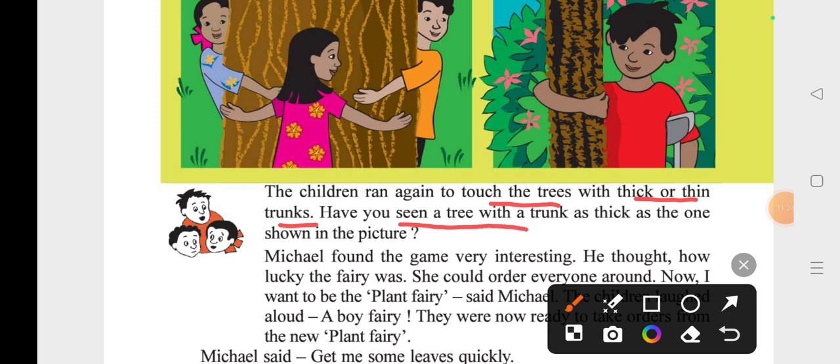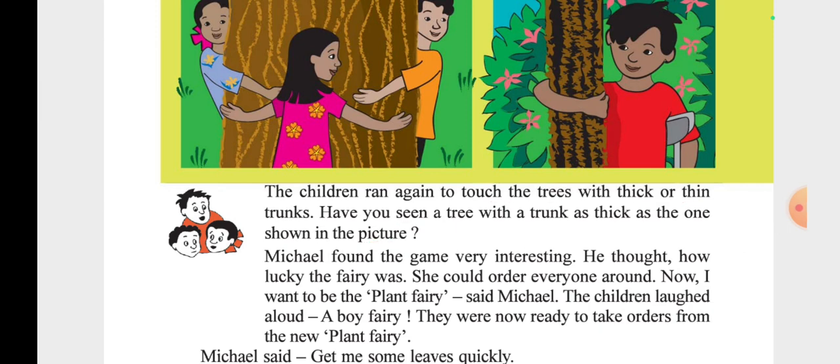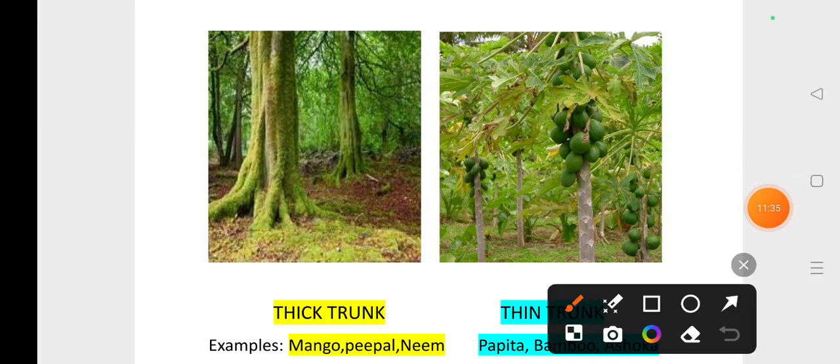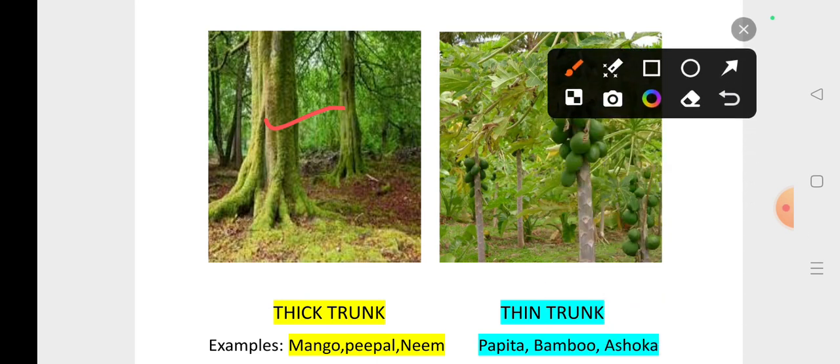Have you seen a tree with a trunk as thick as one shown in the picture? Let's see some examples of this. Yes, children, you can see here the thick trunk. The examples of thick tree trunks are mango, peepal, then neem trees. All these trees have a thick trunk. Okay, and in thin trunk, you can see this is a very thin trunk. So the examples of thin trunks are papita. This is the example of papita trunk. Then bamboo. Then ashoka trees. These are the examples of thin trunk.